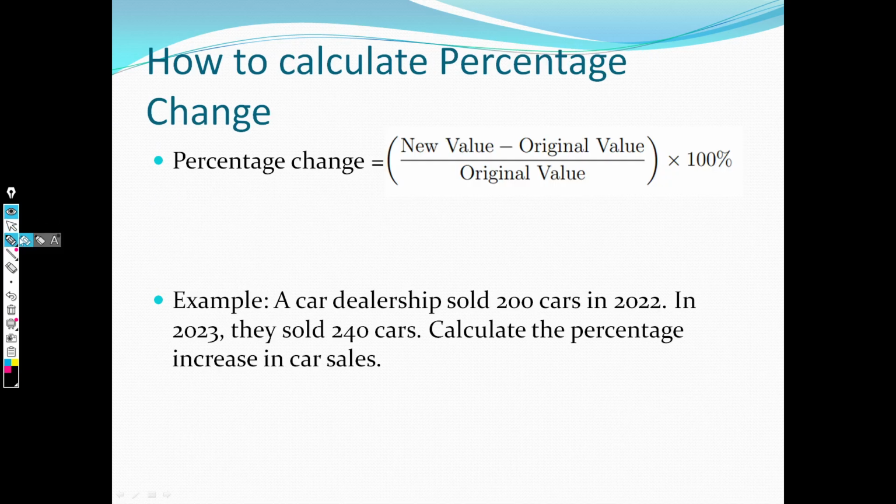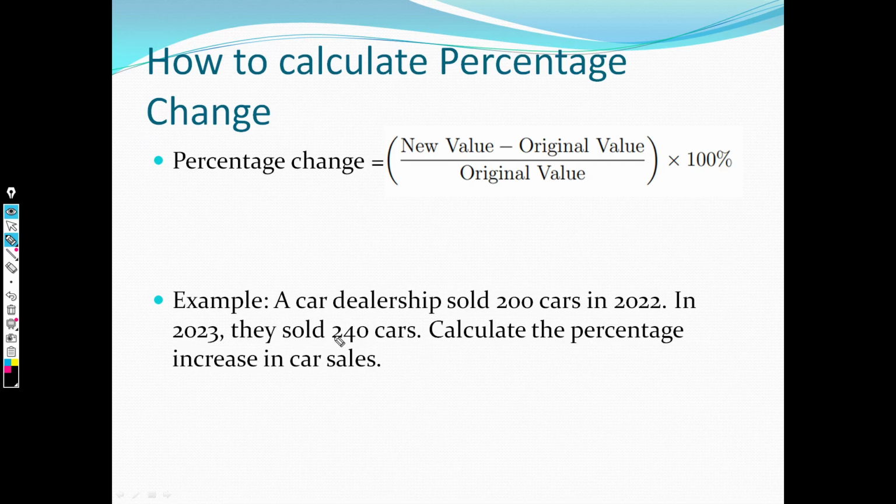So the first thing that you got to know how to do is how to calculate percentage change. Now you'll think back to the very first thing that we saw this unit was this little formula right here, where you're going to take the new value, subtract the original value, and then divide by the original value. You take this and multiply it by 100%, and that gives you your percentage change. So I've got an example over here. A car dealership sold 200 cars in 2022, and then in 2023 they sold 240 cars.